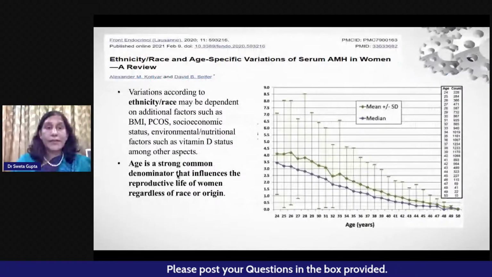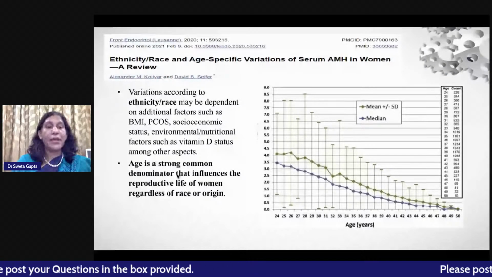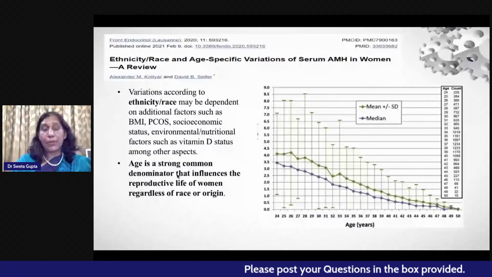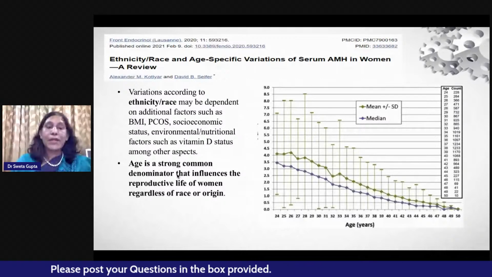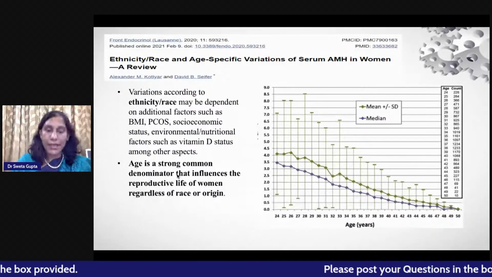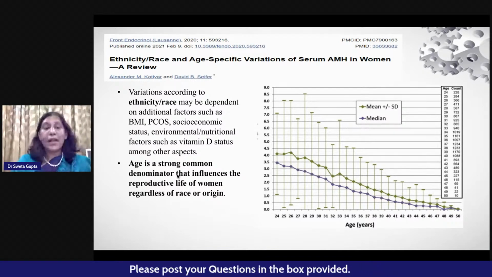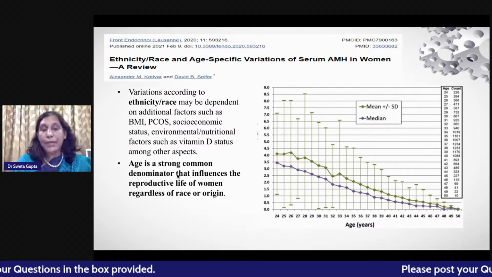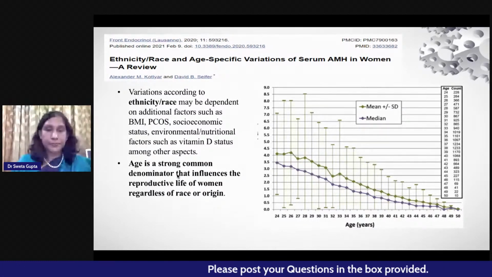Now, this is a study published in 2021, a very recent study in February, where they compared ethnicity, race and age-specific variations of serum AMH. They found that variations according to ethnicity and race may be dependent on additional factors like BMI, PCOS, socioeconomic status, environmental and nutritional factors. But age is a strong denominator that influences the reproductive life of women regardless of race or origin.